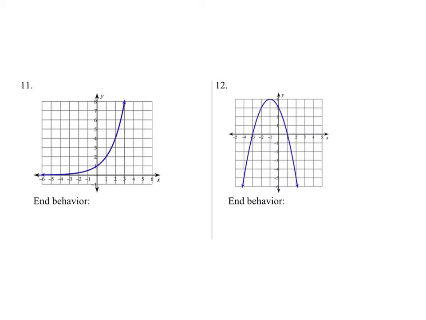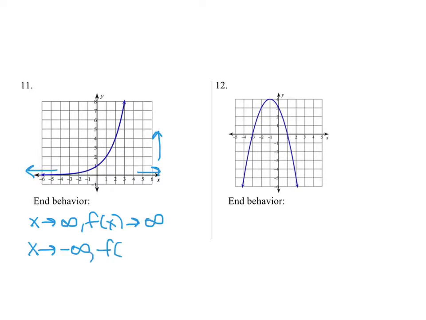Number 11, as I'm going to the right, my graph is going up. But when I'm going to the left, it's not going up or down. It's actually just approaching 0. So when I write the end behavior, I would say as x approaches positive infinity, f of x approaches positive infinity. But as x approaches negative infinity, f of x approaches 0.